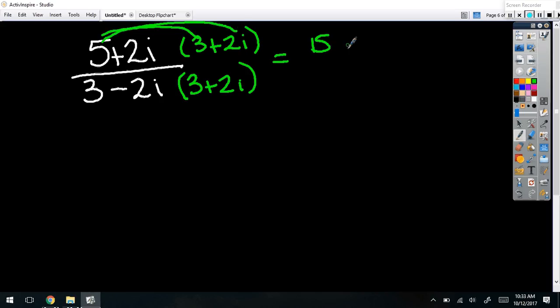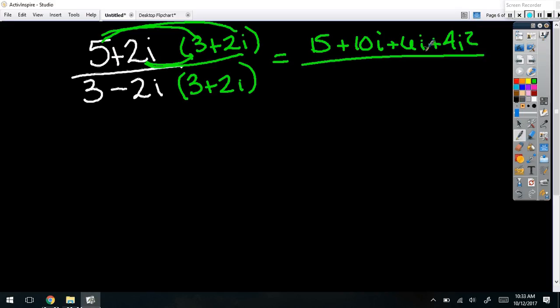5 times 2i, 2i times 3, and 2i times 2i. I always do all my multiplying out and then I come back and change what needs to be changed. What do you have to do to that 4i squared? We will in just a minute. Actually, it's going to be 11.